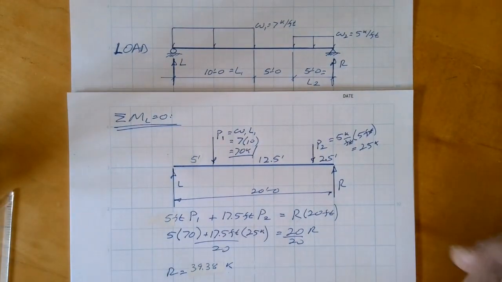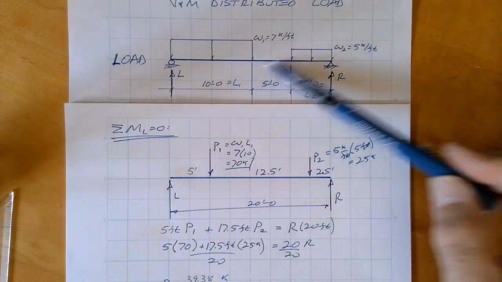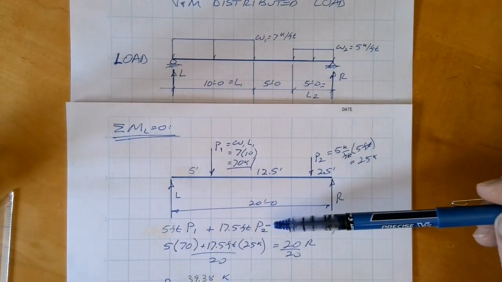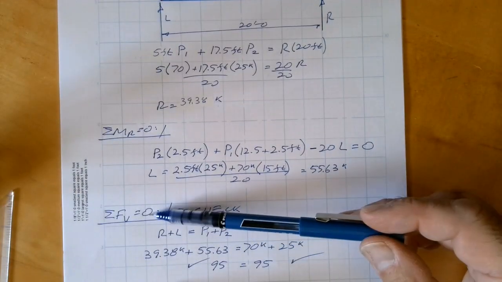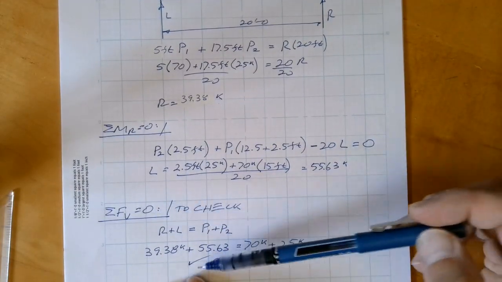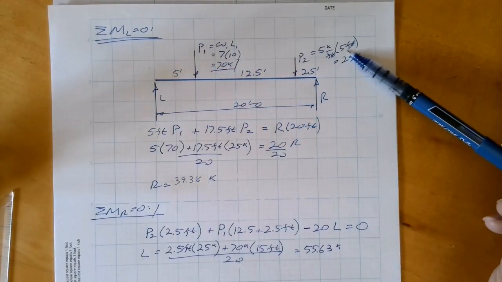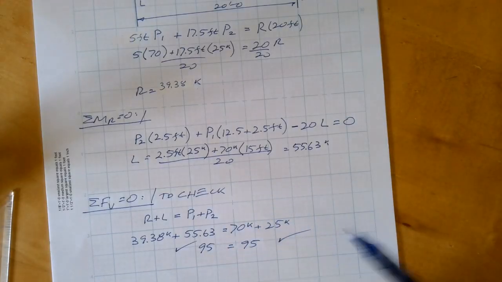Okay, so I've solved for the reactions. The first thing I did was convert these two distributed loads into point loads. Then I did the sum of moments about the left side and the right side, and then a sum of forces in the vertical direction to check. My input loads, 70 plus 25, were 95 kips, and that equaled my reaction sum, so I know my solution's correct.